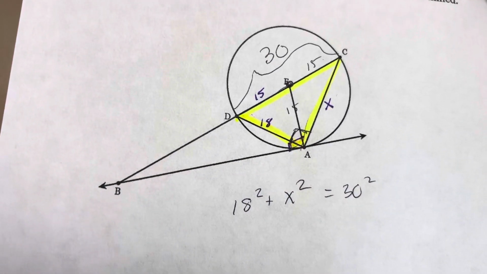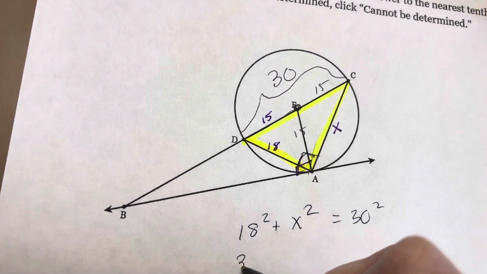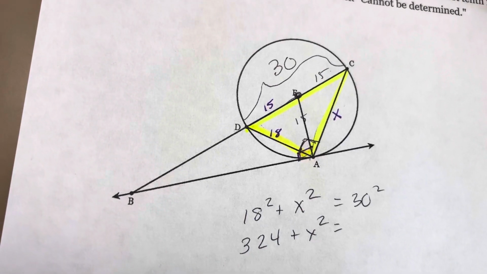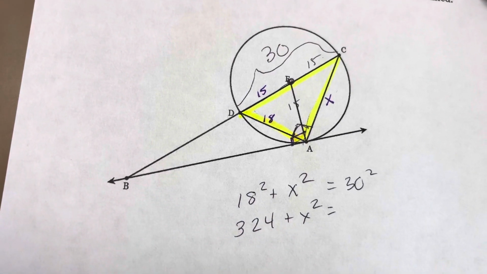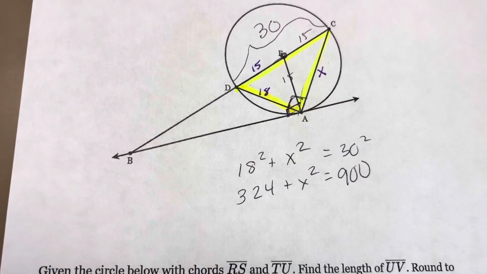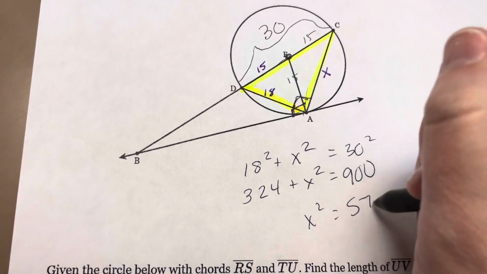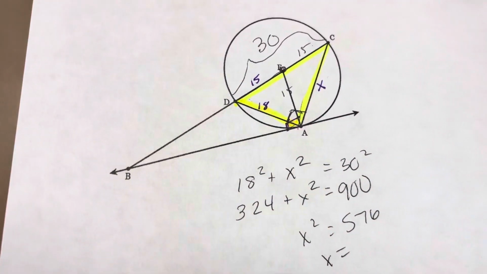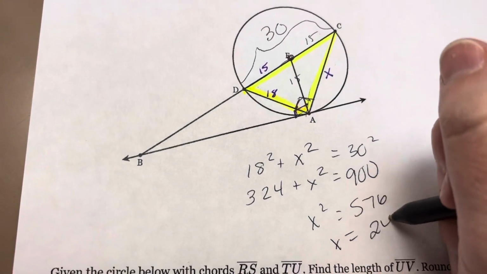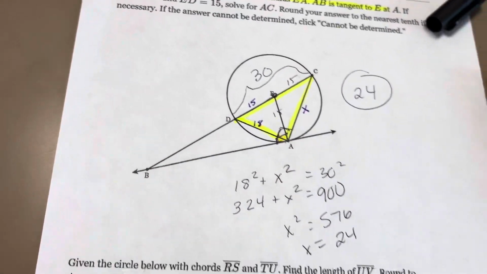From here, I'm going to do some algebra. So 18 squared is 324. 30 squared should be 900, but I'm double checking it. And then subtract 324 from both sides, and we're at 576. And then we take the square root of both of those sides, and we get 24. So 24 is that final answer in this case.